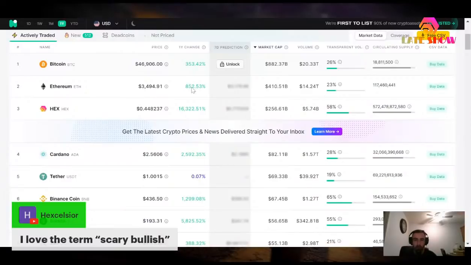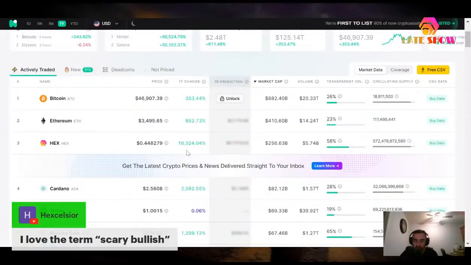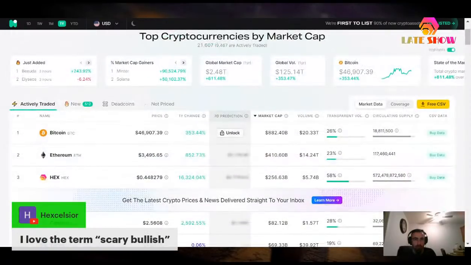Crypto, any asset in crypto, obviously besides the scammy rug pull ones, you can't really go wrong. Anything valued against the US dollar is going to go up by default, especially something in crypto that has any sort of hype behind it. I mean, look at these numbers. Dogecoin, the world flipped over for Dogecoin's 9,000% this year. Hex is outperforming Dogecoin the past 12 months, almost doubling, and no one's going to say a peep about it, right? So that's scary bullish.